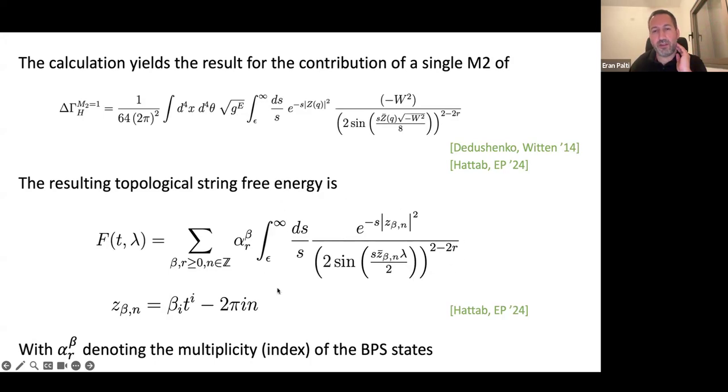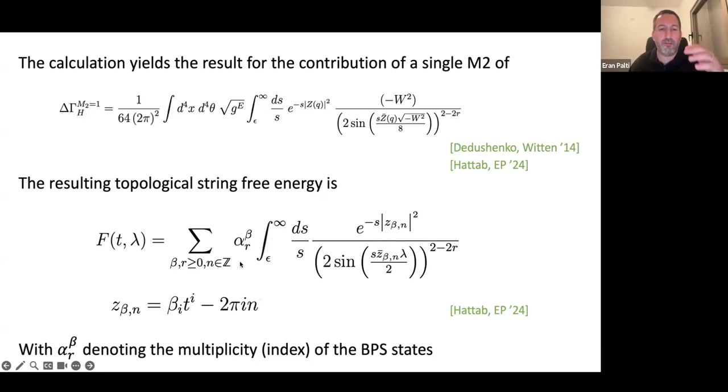This is the thing that you get. And you can see now these Zs depend on this beta and n of the M2 brane in this way. So you see that a single M2 brane will give you some contribution like this, which is a function of the beta, the n, and the r. Those are the 3 quantum numbers that specify an M2 brane.